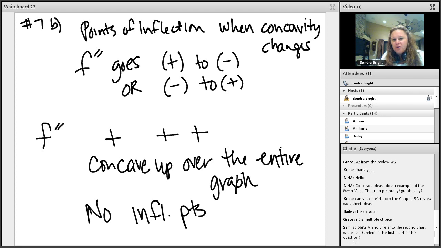Don't think that you're always going to get no inflection points. All it has to do is change signs, going from positive to negative or negative to positive. Then you've got an inflection point when it changes. And then sketch a possible graph.